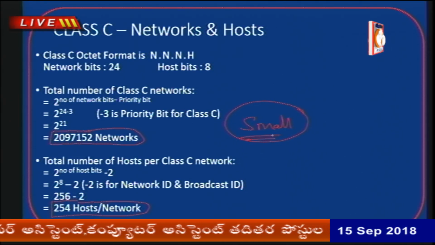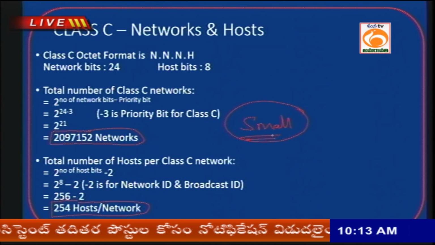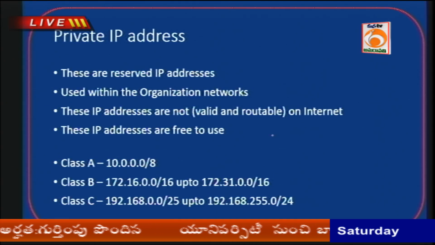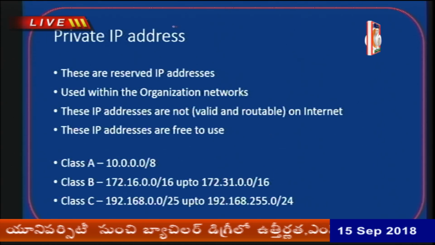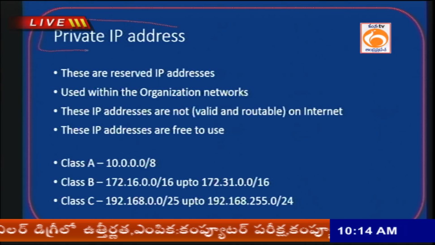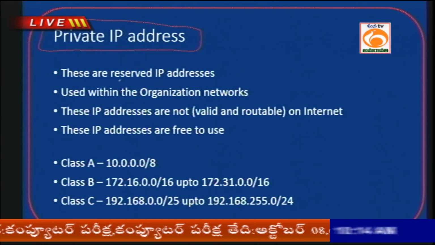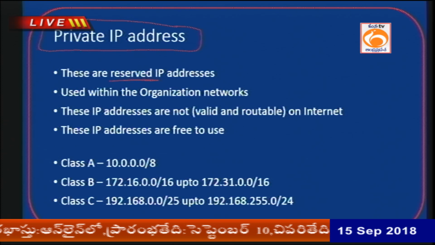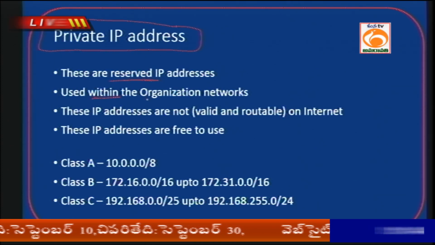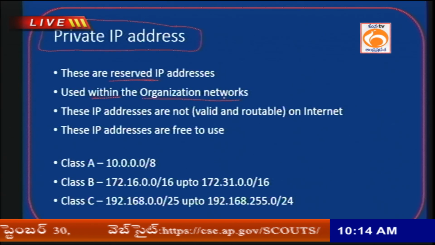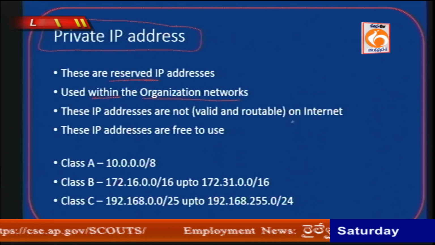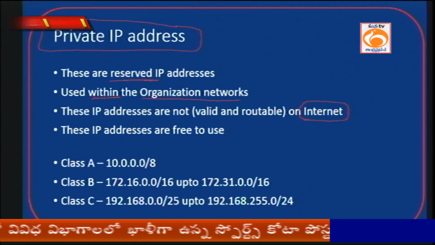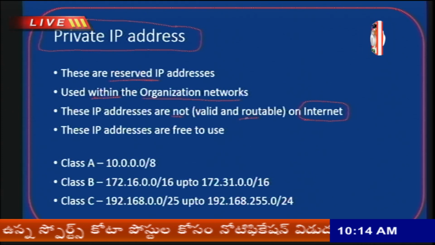We also discussed earlier about the IP addresses and the network addresses. IP version 4 addresses are divided into two categories called public IP addresses and private IP addresses. These private IP addresses are reserved, meaning they cannot be used on the internet. They are used within the networks, within the organizations. They are not meant for internet usage because these IP addresses are not valid, not routable on the internet.